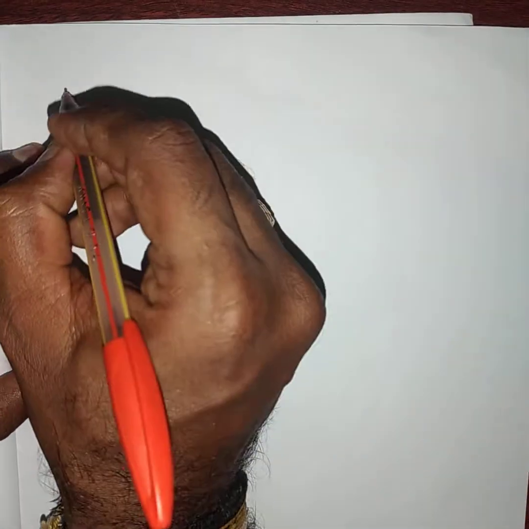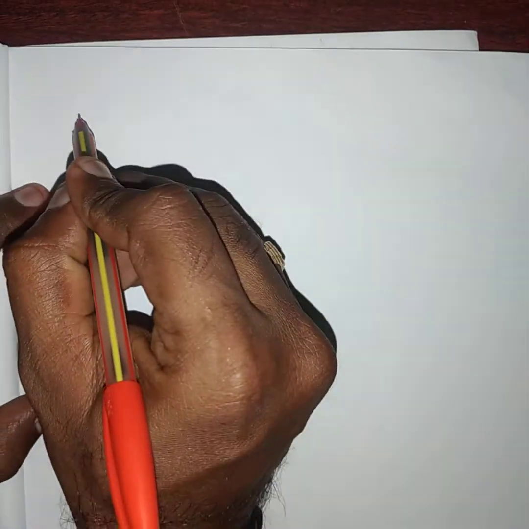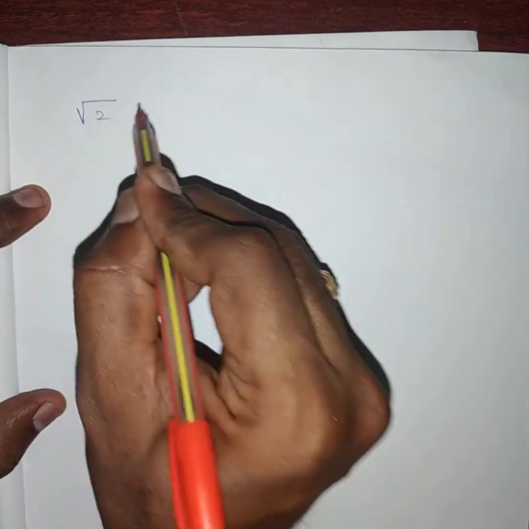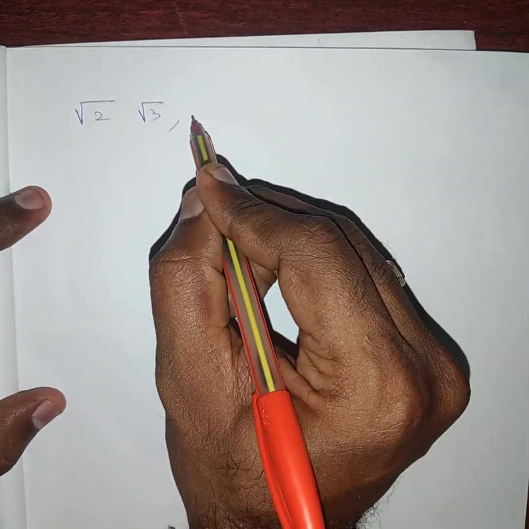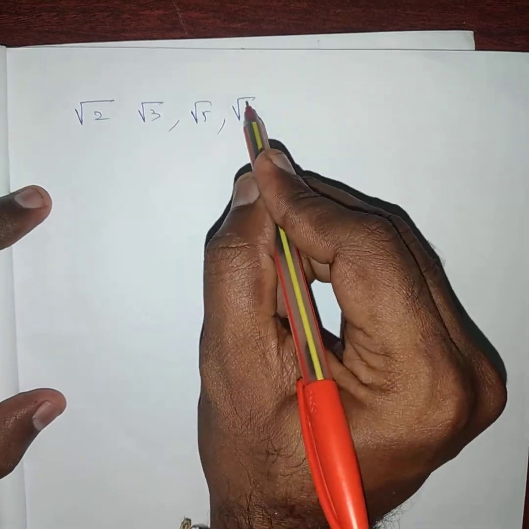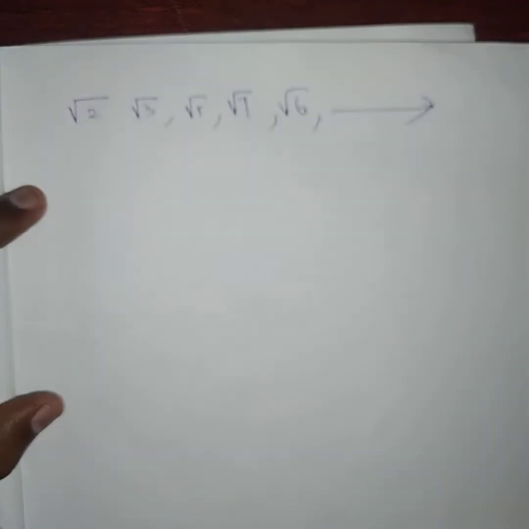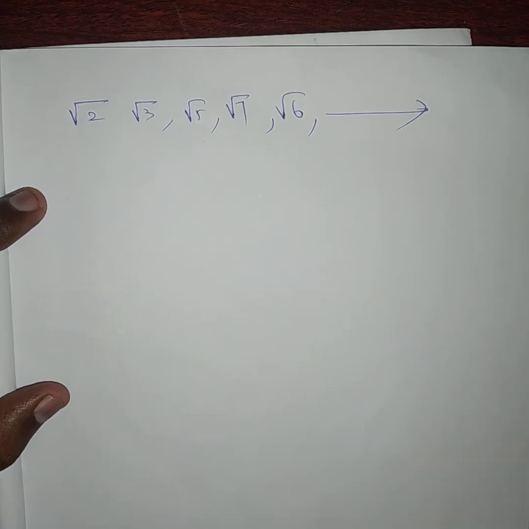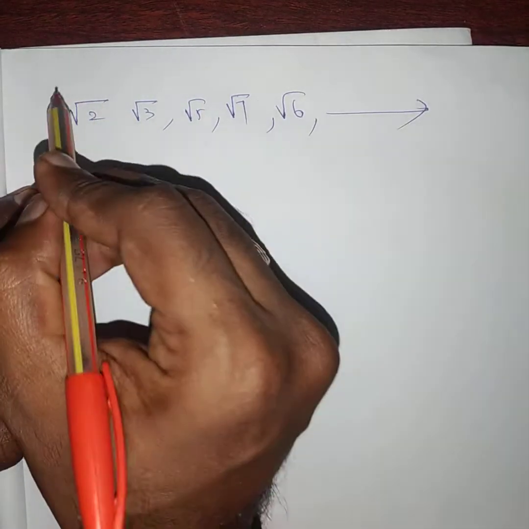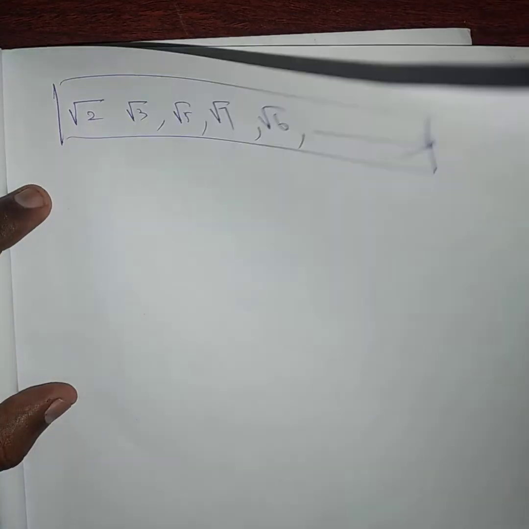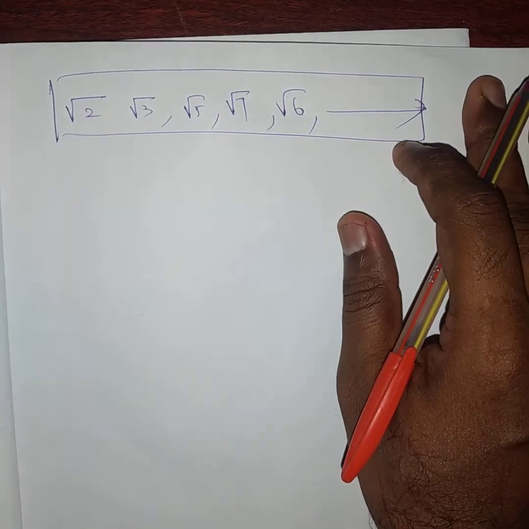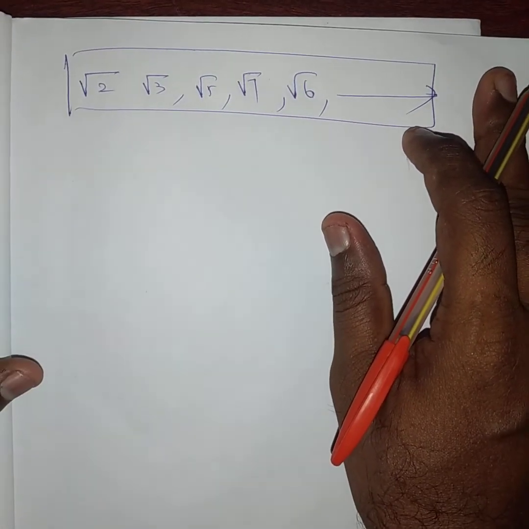Next, they are telling us to prove that most irrational numbers are in square root form. Square root of 2, square root of 3, square root of 5, square root of 7, square root of 6. These are irrational numbers. Most irrational numbers will be in square root. You don't need to think about that.